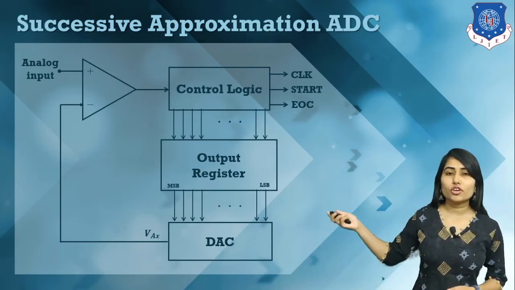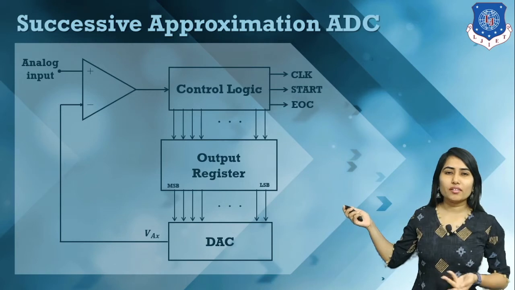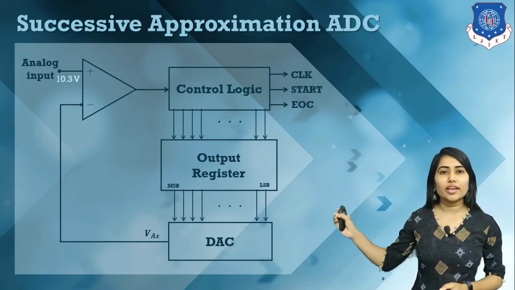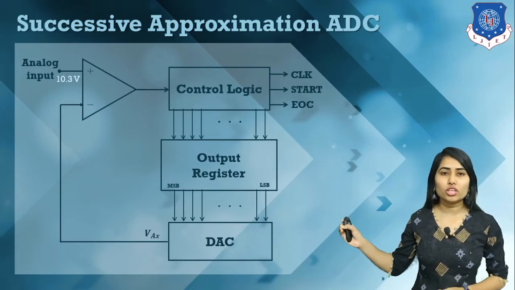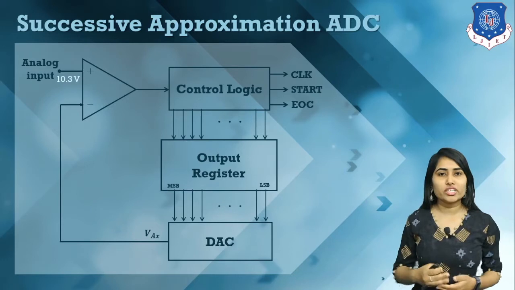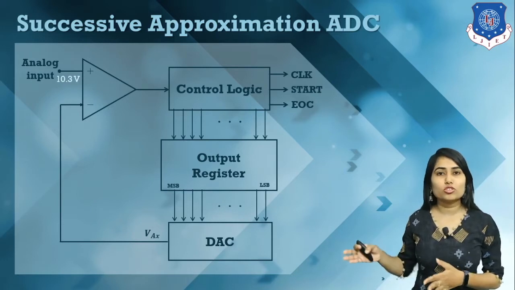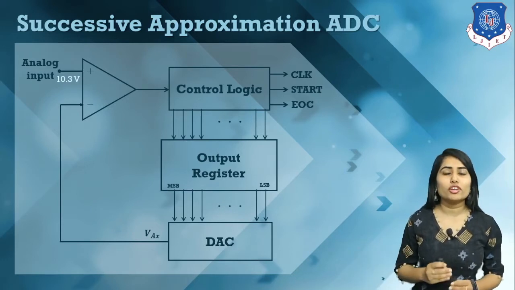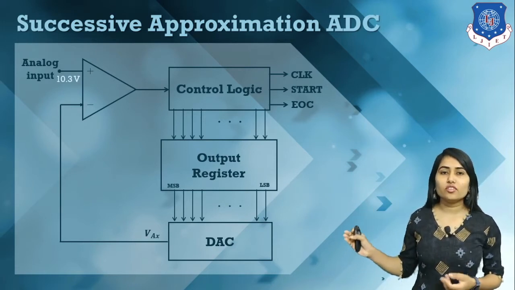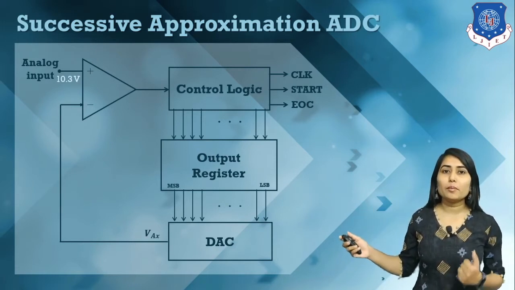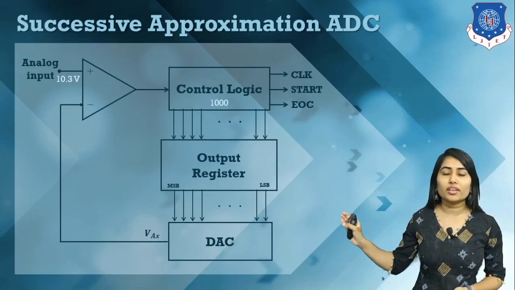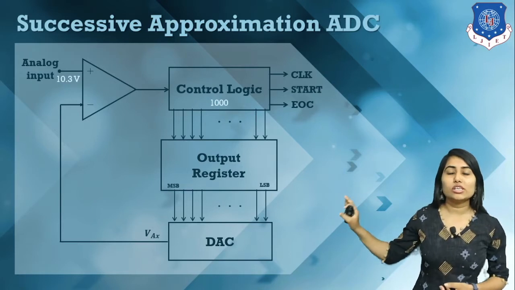For example, here we have a random analog input value, that is 10.3 volt. Initially the control logic circuit has not generated any bit pattern, so it will be 0 0 0 0. Here we calculate for a 4-bit digital output. So the control logic circuit first enables one bit, that is our MSB, so the pattern generated is 1 0 0 0.